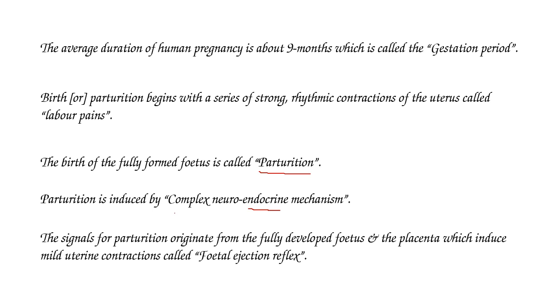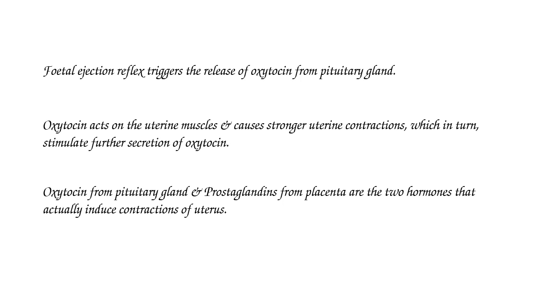The signals for parturition, birth, originate from the fully developed fetus and the placenta, which induce mild uterine contractions called the fetal ejection reflex. This is the first step to initiate parturition. The fetal ejection reflex is developed by the fully developed fetus and placenta, and it induces mild uterine contractions.